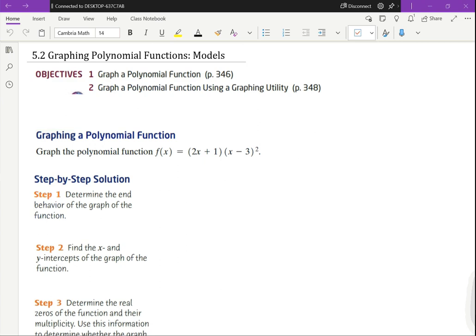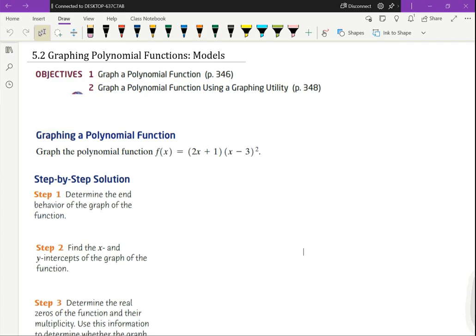We are in College Algebra Chapter 5, Section 2. Today in this video we're going to take a look at graphing polynomial functions. We're going to do two things: graphing by hand and graphing with a graphing utility, a graphing calculator. We have multiple steps we can follow. The first item is to graph the polynomial function f of x is 2x plus 1 multiplied by x minus 3 quantity squared.